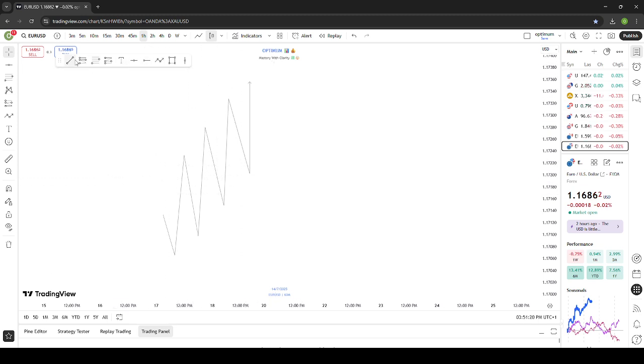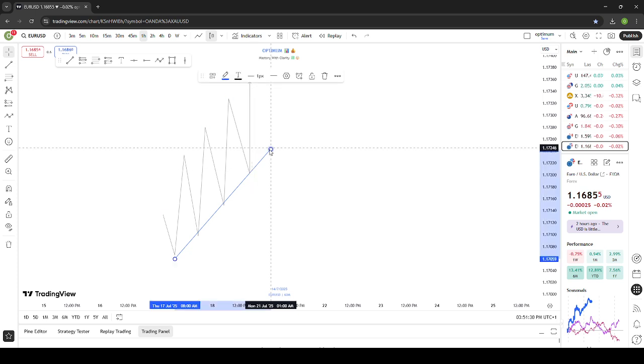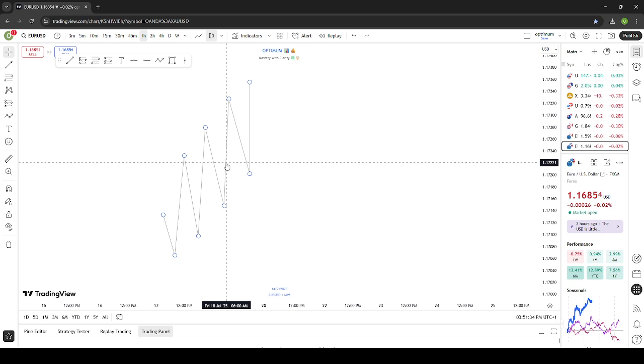If you take a look at this, you can see that we've been going up. It started from here and it's already here. So everything that we've been doing is just up, up, up, and it's been forming a series of highs and lows, taking it up too.